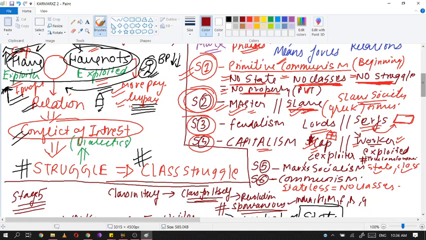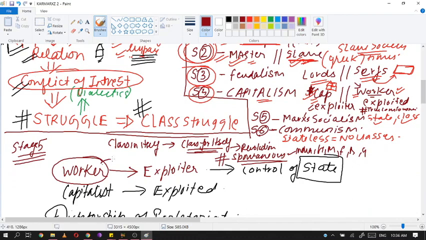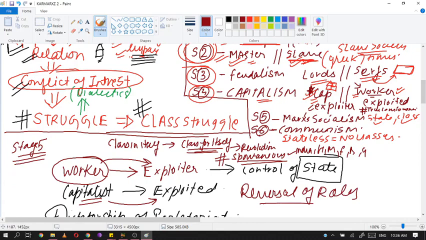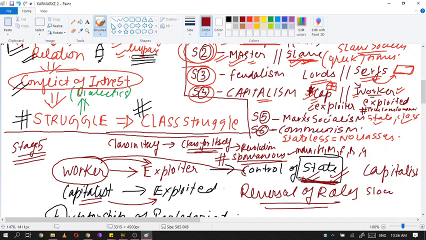When will the revolution end? The workers will become the exploiter and the capitalist will become exploited. Reversal of roles. Who was in control of the state earlier? Capitalists were in control of the state. They were using the instrument of state for the exploitation of workers. But now workers will control the state. Workers will use the state to slowly redistribute the wealth.